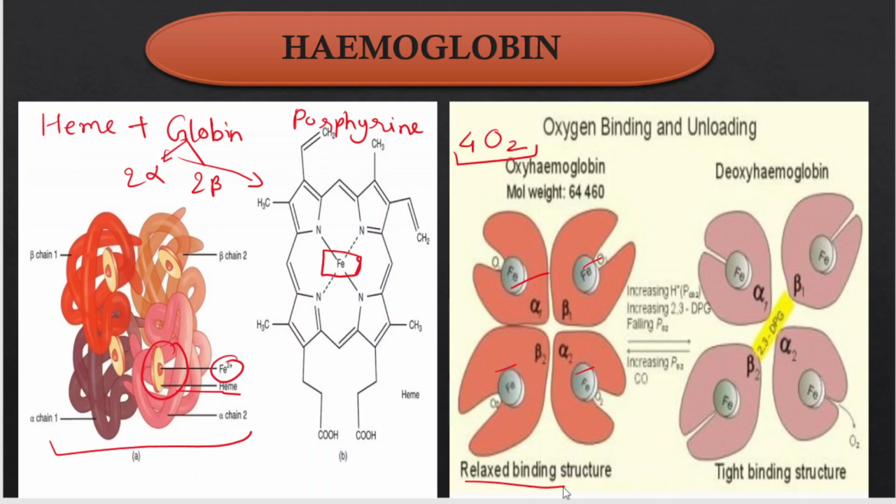In the relaxed binding structure, it allows the binding of oxygen to iron, whereas when it releases the oxygen, it has the tight binding structure. This is how it carries the oxygen and then releases the oxygen at the site of cell.